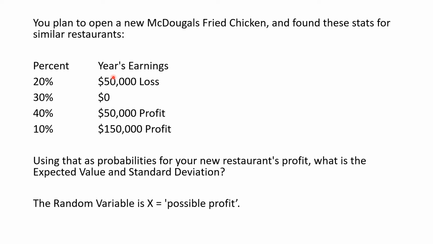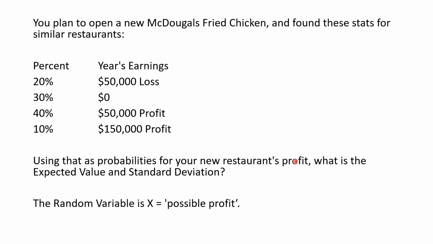Next we will look into an example. For example, if you plan to open a new McDonald's fried chicken and found these stats for similar restaurants: percent of years and earnings. So 20%, 30%, 40%, 10%, and a 50,000 loss. Pay attention, certain times there is loss and profit, so you have to consider the signs here. So a loss in certain years 30%, no earnings, profit, and profit. Using that as probabilities for your new restaurant profits.